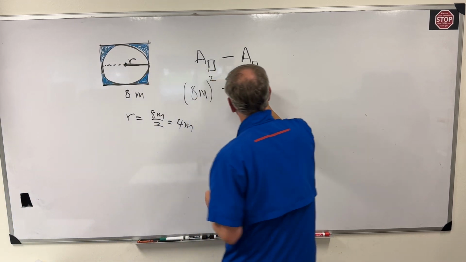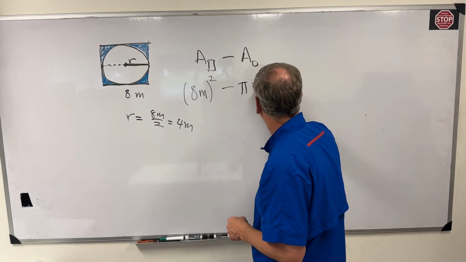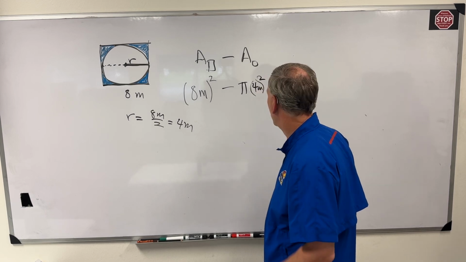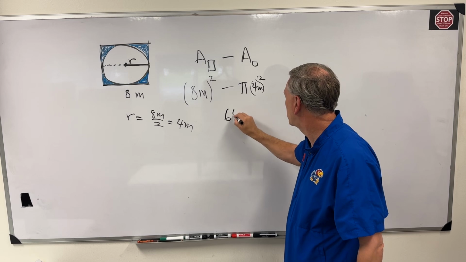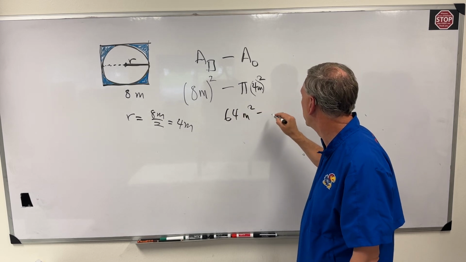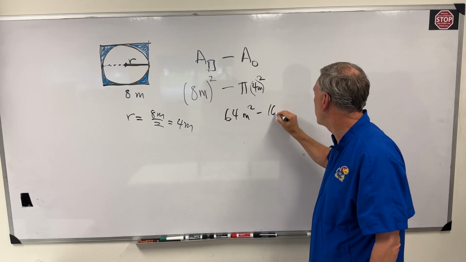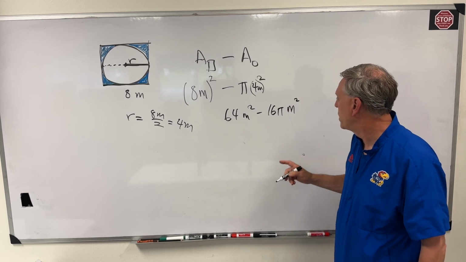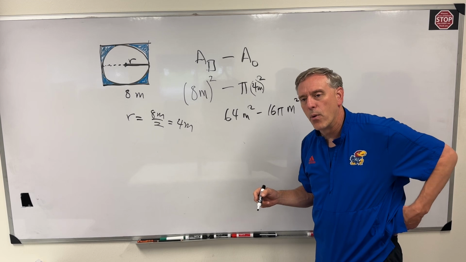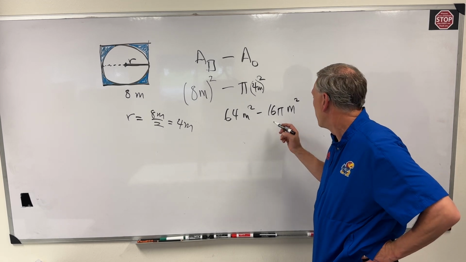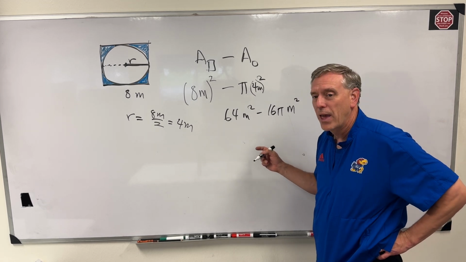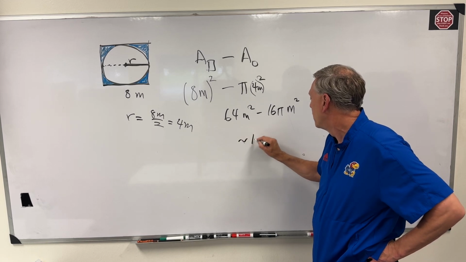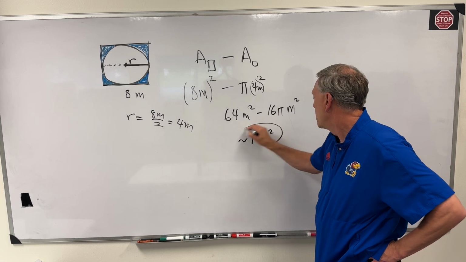So here we have pi 4 meters squared. This gives us 64 meters squared minus 16 pi meters squared. And so for the area, this one you may want to multiply out, because 64 minus 16 pi won't give you a number. You're going to have to calculate. So 3 times 16, 48 is about 50. It looks like it's about 14 meters squared, something in that range.